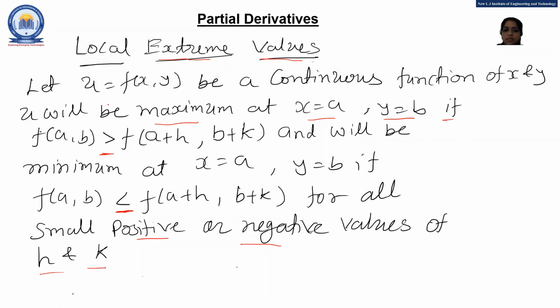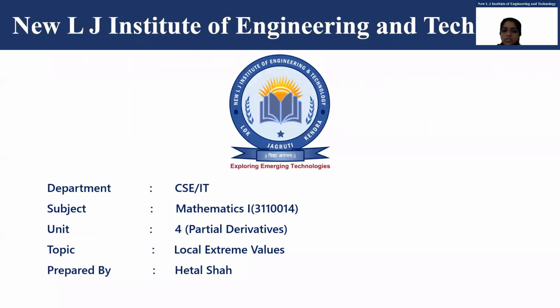And if we are given any function, that function is a continuous function of two variables, here x and y. Then that function u will be maximum at the point (a, b) if f of (a, b) is greater than f of (a plus h, b plus k), and u will be minimum at x equal to a and y equal to b if f of (a, b) is less than f of (a plus h, b plus k) for all positive and negative values of h and k.